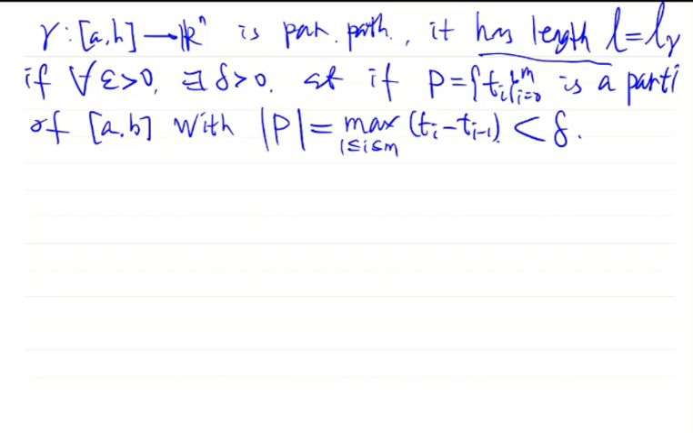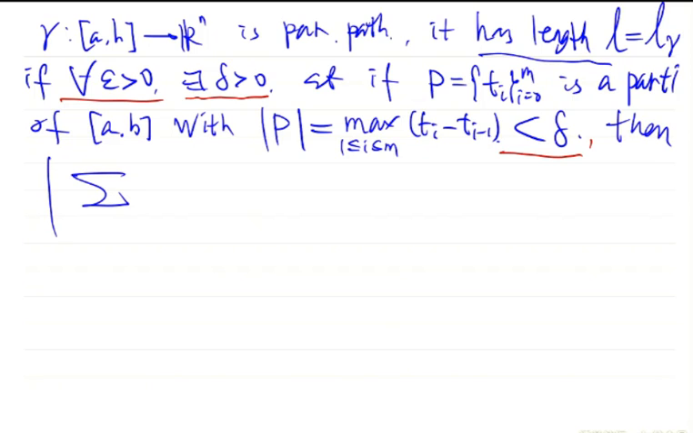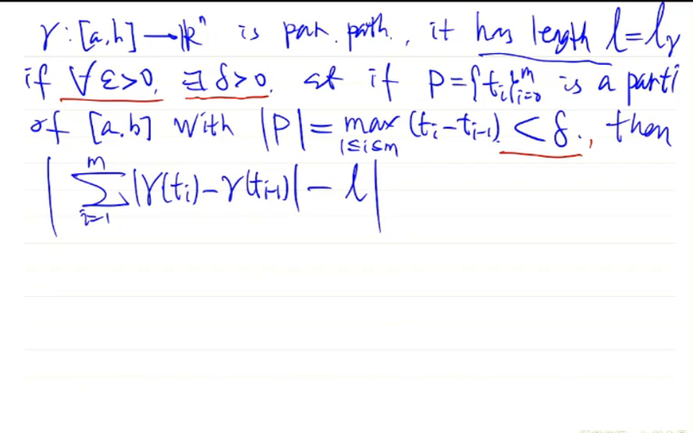So our parametric patch gamma has length L if for every epsilon positive, there is a delta positive such that for any partition, if the gap of the partition is less than delta, then this will be less than epsilon. In this case, we say that gamma has length L. Okay, so what does this mean?